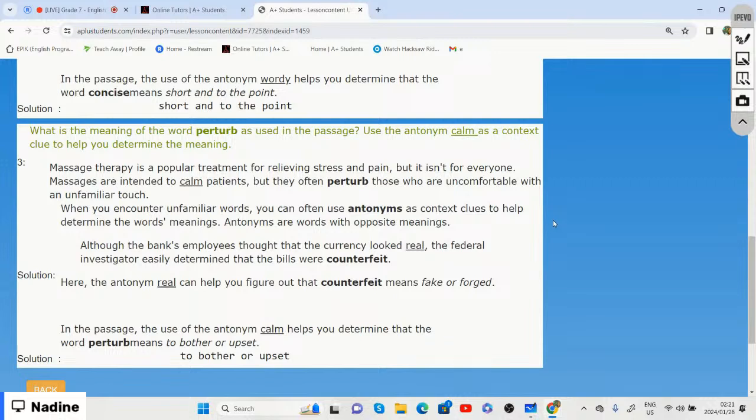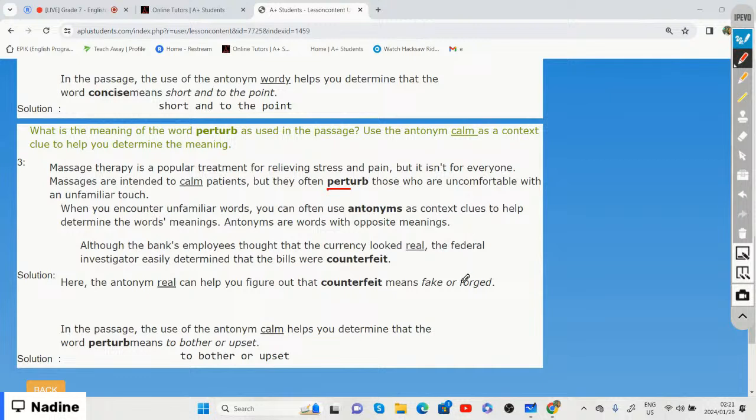And in the passage, if we look at the word calm, or the antonym, the opposite of calm, right? The word calm, or the antonym of calm, helps to determine the word perturb. So this big word perturb means to either bother or to upset.